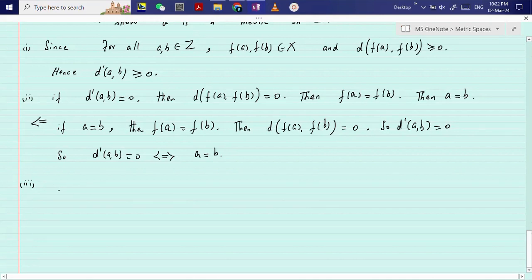And the third property, which is the symmetric property for the map d dash, you can easily prove that d dash of AB is equal to d dash of BA. This is not so difficult, and this is quite handy. So I won't elaborate on the third property. You may try by yourself.